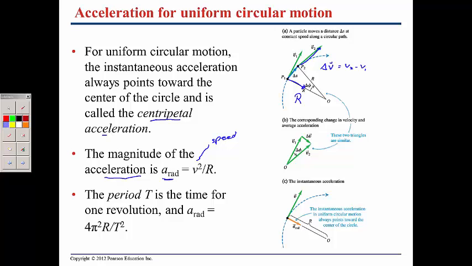We can also calculate it if we know the period, or the time that it takes an object to go around the circle one full time. T would represent the time that it took for that one full revolution to occur. We could also write the centripetal acceleration as 4 pi squared times the radius over the period squared. If you had a stopwatch and you're timing how long it takes you to, say, swing something over your head uniformly.